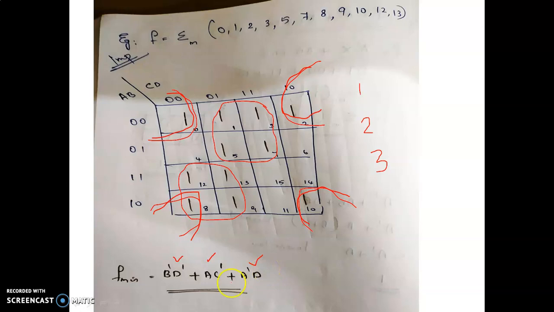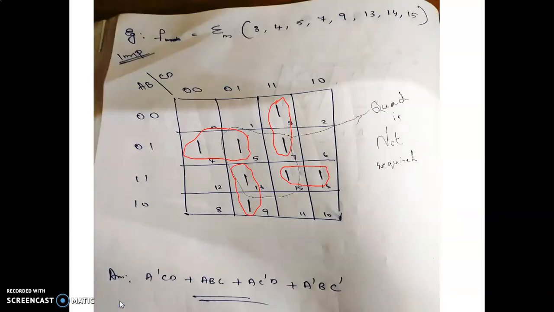Okay. Now moving to the next question. Yes, this is an important question. The question given is minimize F is equal to sigma M 3, 4, 5, 7, 9, 13, 14, and 15. So it is also a 4 variable K-map. So you have plotted the value of 3 as 1, 4 is 1, 5 is 1, 7 as 1, 9 as 1, 13 as 1, 14 as 1, and 15 as 1.